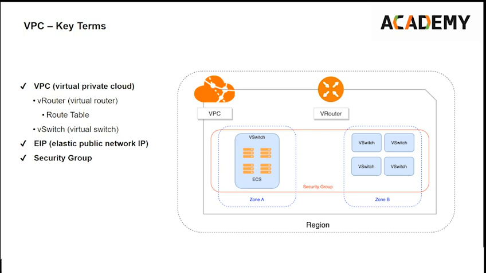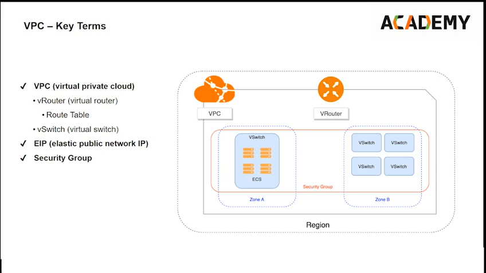Okay, so let's move forward. If we look at the key terms, what types of components exist in the VPC? We have the vRouters, the virtual routers, we have the route tables, and we have the virtual switches, the vSwitches. We have the elastic IP and we have the security groups as well. So let's start with the VPC components, the vRouters.